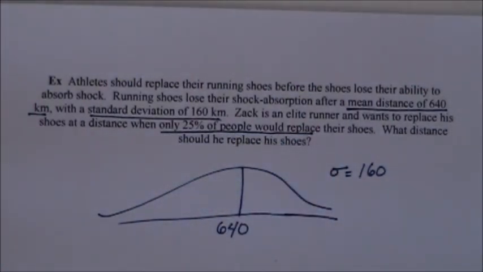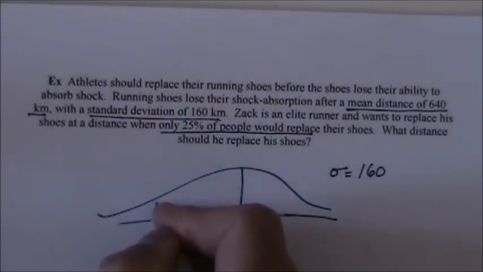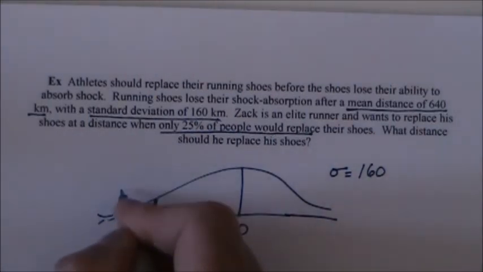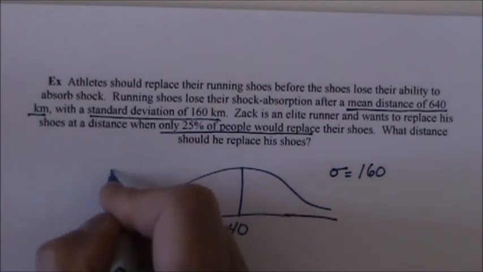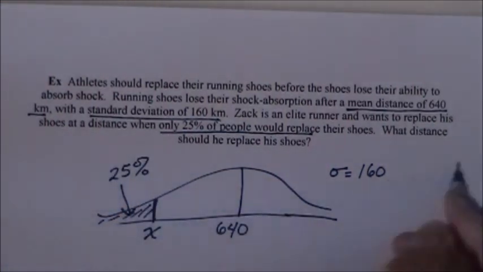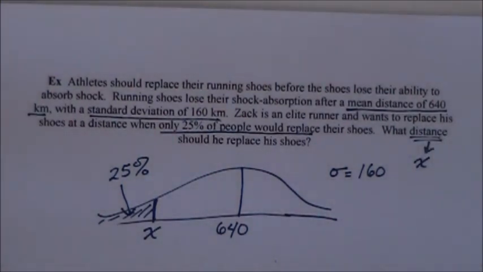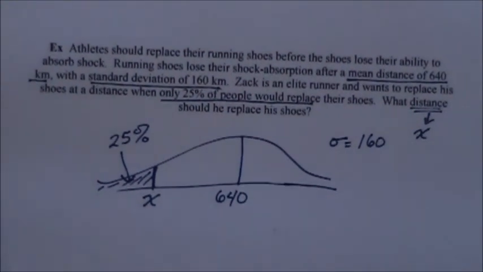So now if we think about it, 25% of the people replacing their shoes would be the first 25% to replace them, not the last 25. The last 25 would be up here, the first 25 would be over here. It would be a low number of people and a low number of distances. So we're looking at this, where this is equal to 25%. We want to know what the distance is. Now distance would be an x value. So we want to know what the distance would be at that location. We are going to use our inverse norm.